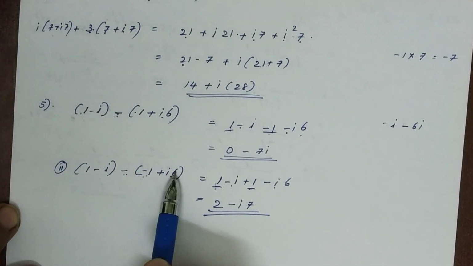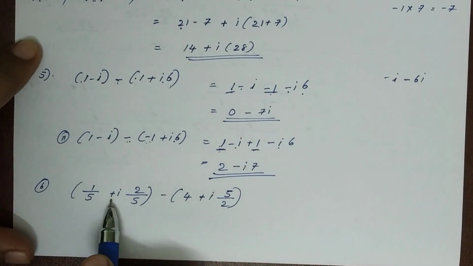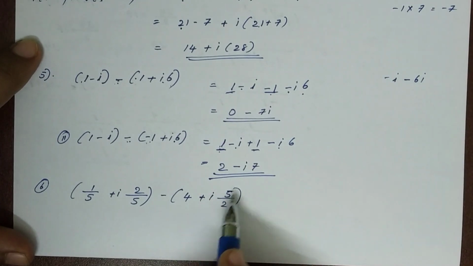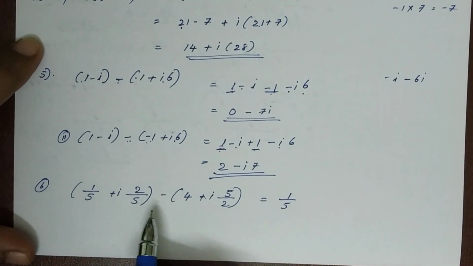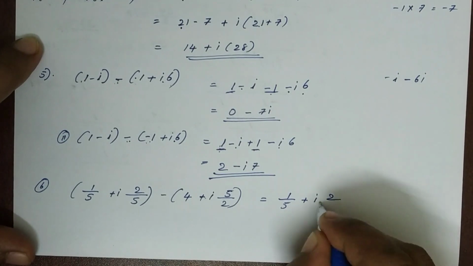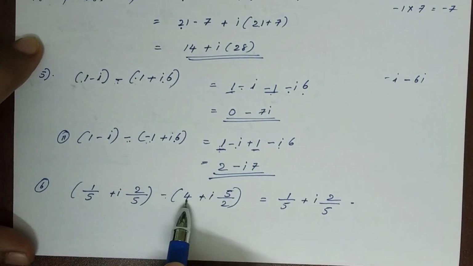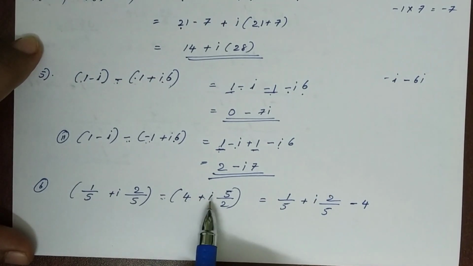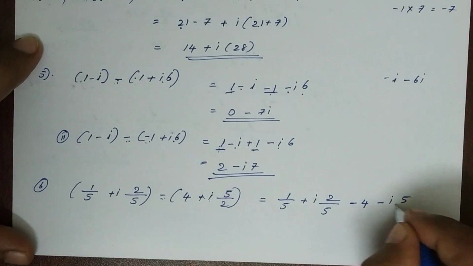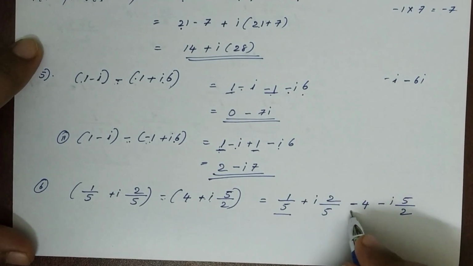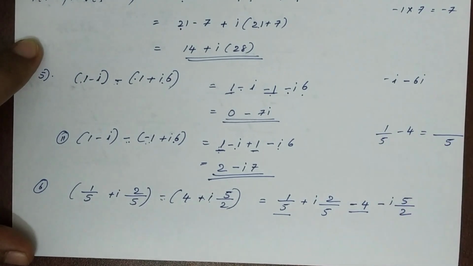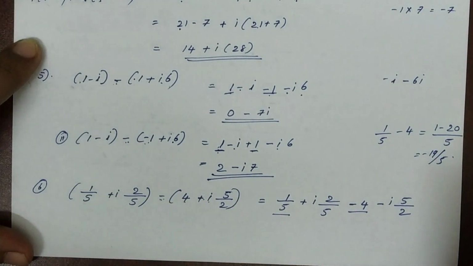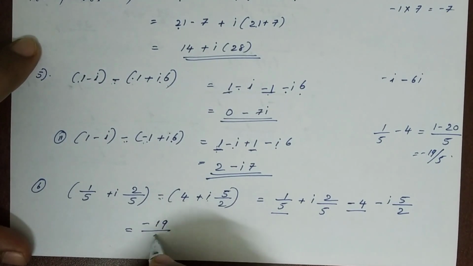Next question. 1 by 5 plus i into 2 by 5 minus 4 plus i into 5 by 2. Now, we will do this. These are complex numbers, subtract. 1 by 5 plus i into 2 by 5. Then minus into 4, that is minus 4. Then minus into i, minus i 5 by 2. Here real part is 1 by 5 and minus 4. So 1 by 5 minus 4 is 1 minus 20 over 5, that is equal to minus 19 divided by 5.